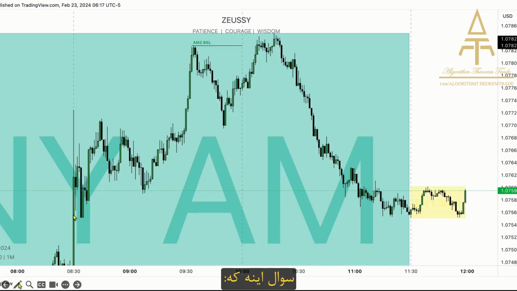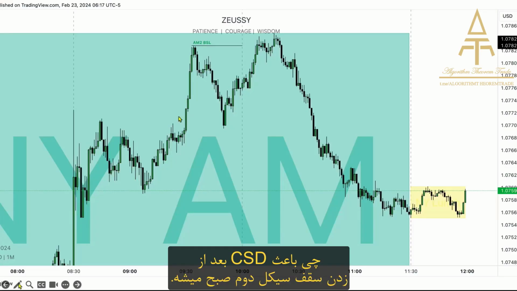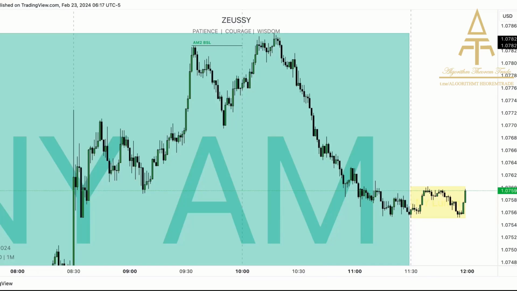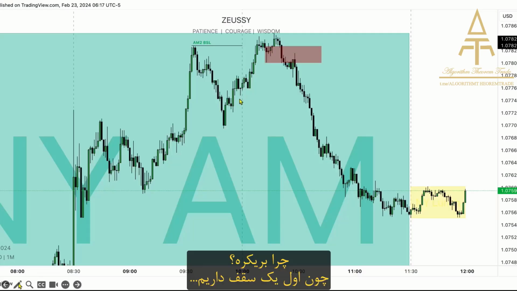Now, my question to you is the following. What confirmed the change in state of delivery above the second AM cycle's buy side liquidity? Take a good look and we'll then showcase it to you. This down close candle was a bearish breaker. Why was this a bearish breaker?